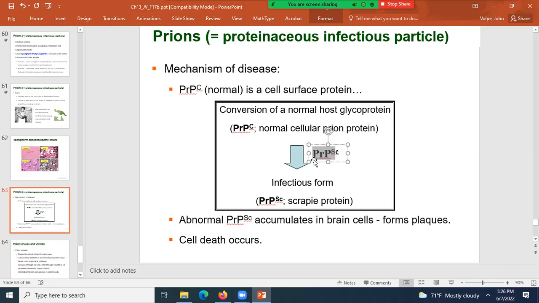The abnormal prion protein accumulates in the brain cells and then leads to damage of the cells, forming the plaques in the cells and in the brain, and eventually killing the brain cell, meaning it leads to cell death. Any question about any of that?